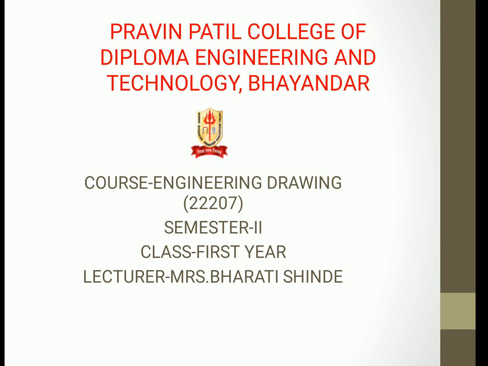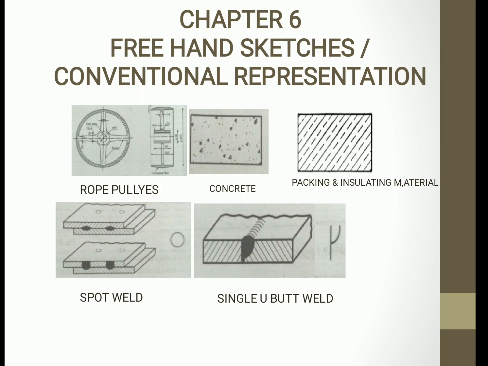In this video, we will see the subject engineering drawing having subject code 22207. This subject is for semester 2 of mechanical engineering. And the name of chapter 6 is freehand sketches and conventional representation. So in this chapter we will see various freehand sketches, their conventional representation and application.